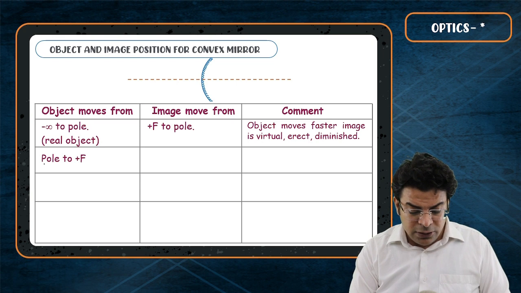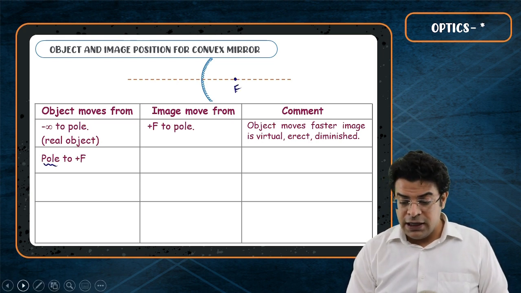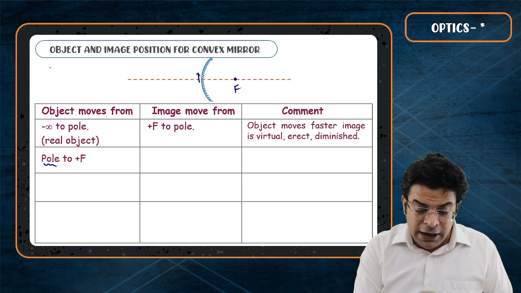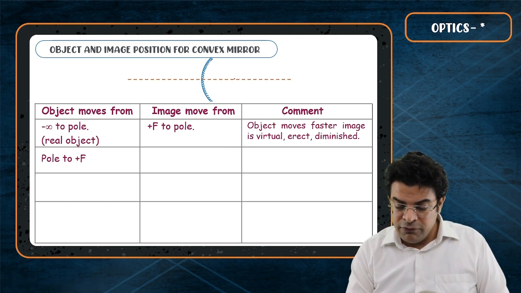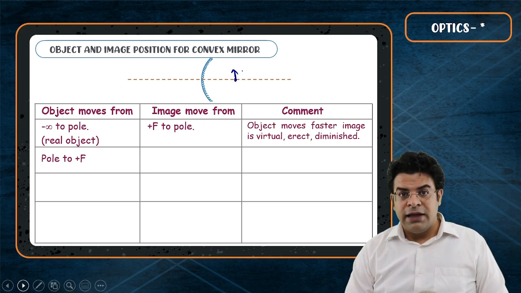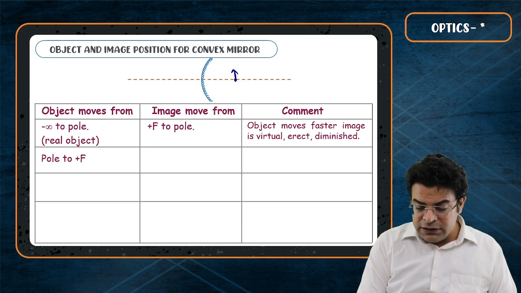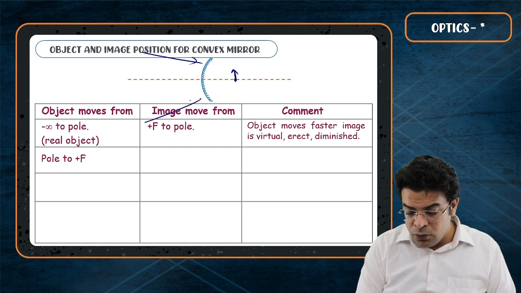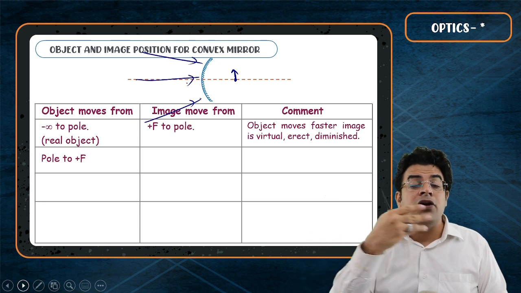So as the object moves from pole to plus f, we know that the image must move from pole to minus infinity. Why are you saying that the image must move from pole to minus infinity? Because beta, when the object is placed at focus, then the image is formed at infinity, right? If you have got incident rays which are trying to go towards the focus, then after reflection, the rays will be parallel to the principal axis.